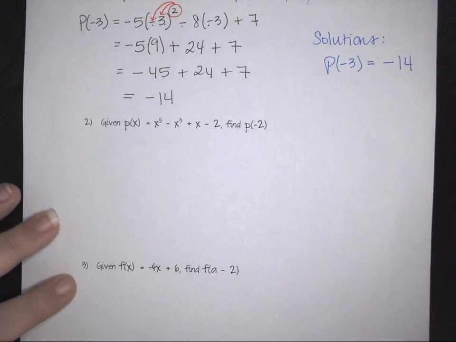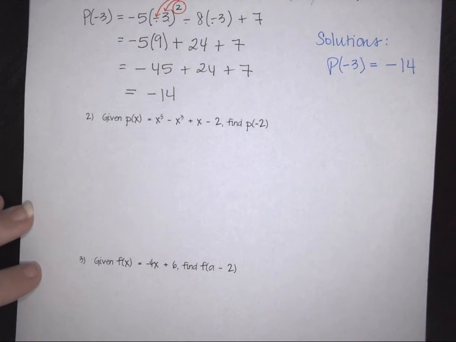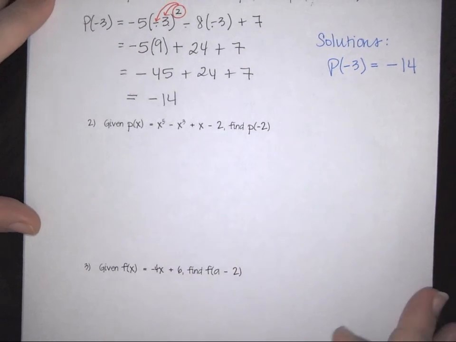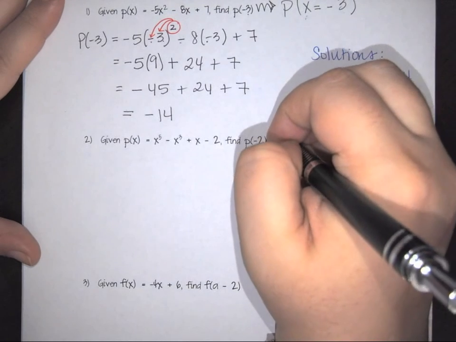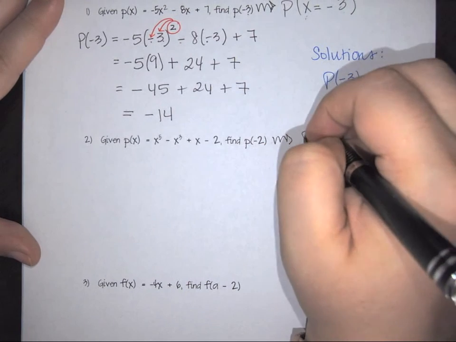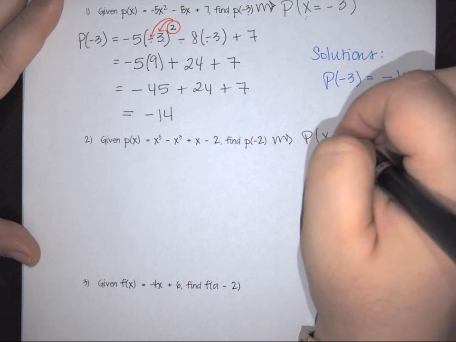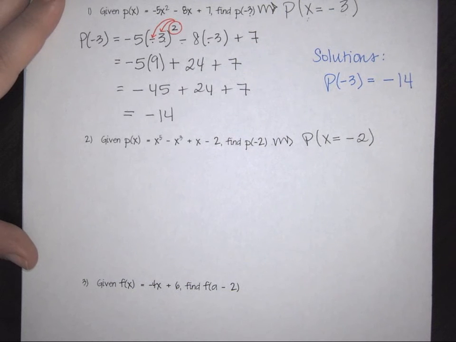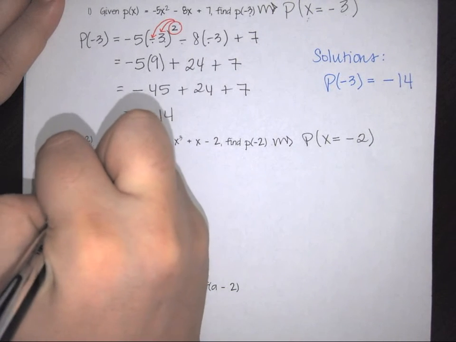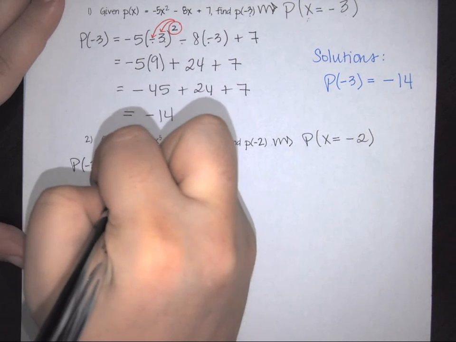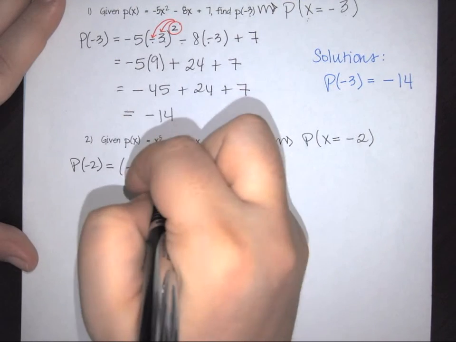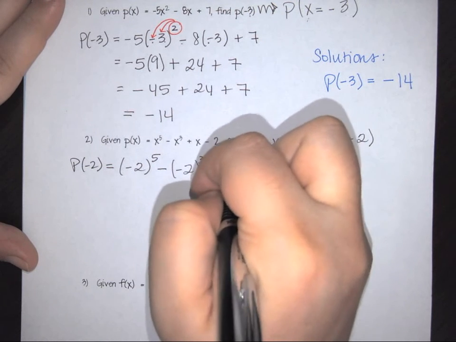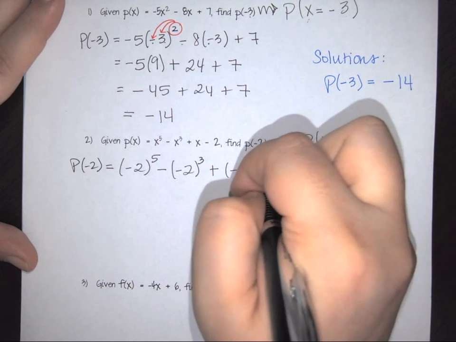Alright, let's look at another one here. Again, here I have my polynomial stated in proper form, and I want p of negative 2. So as a reminder, this is telling you that I want to find my polynomial when x equals negative 2. So anywhere I have an x, I need to plug in negative 2. So p of negative 2 is going to give me negative 2 to the 5th power minus negative 2 cubed plus a negative 2 minus 2.